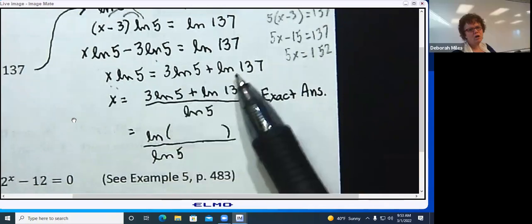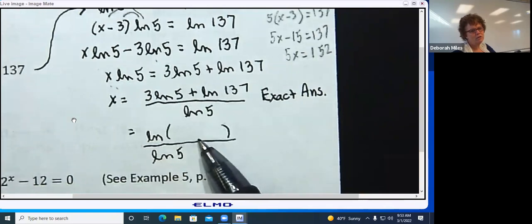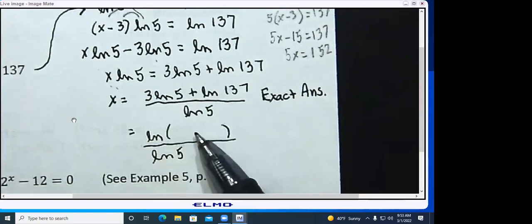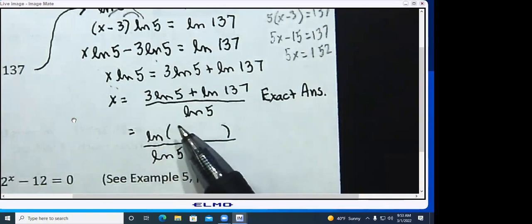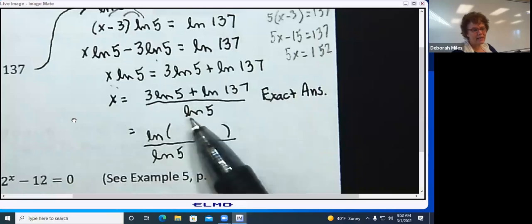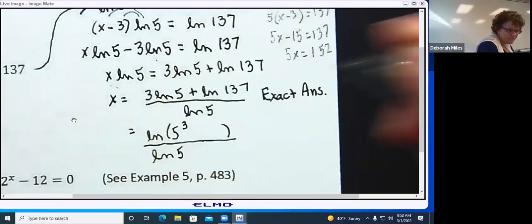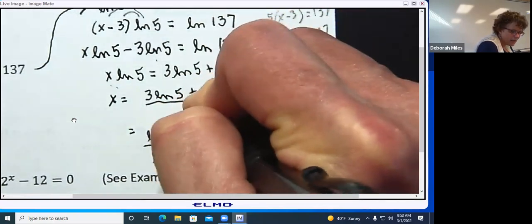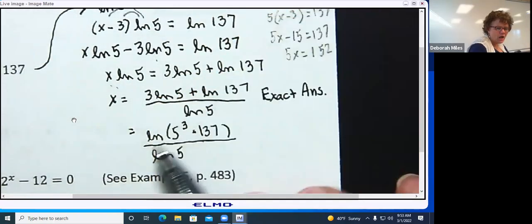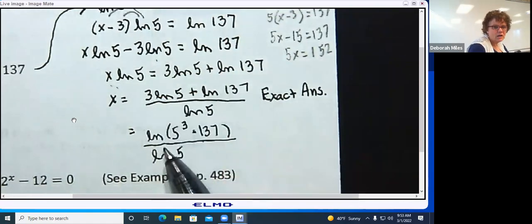Do you put the sum of two logs back together as a sum? Oh, no, it's the product. It's the 5 to the third times 137. Right, right. You can put this back together by putting the 3 back as the exponent of the 5 and then multiplying it by the 137. The sum of two logs can be written as the log of a product.